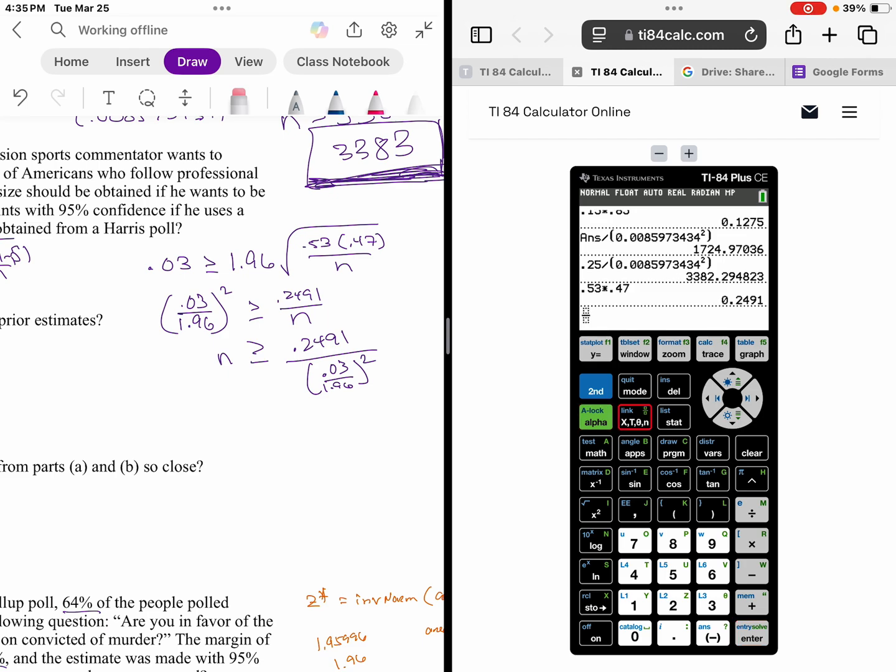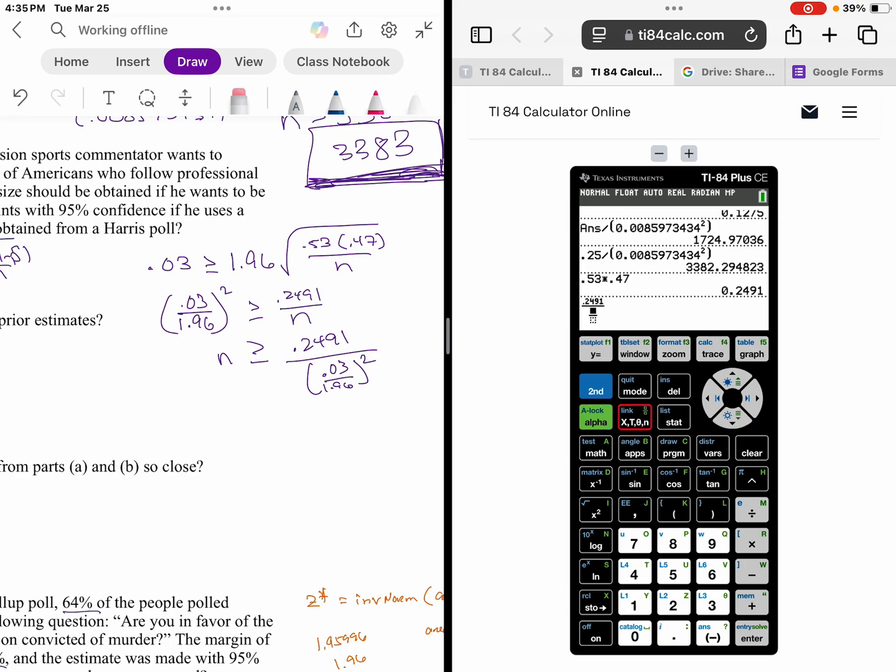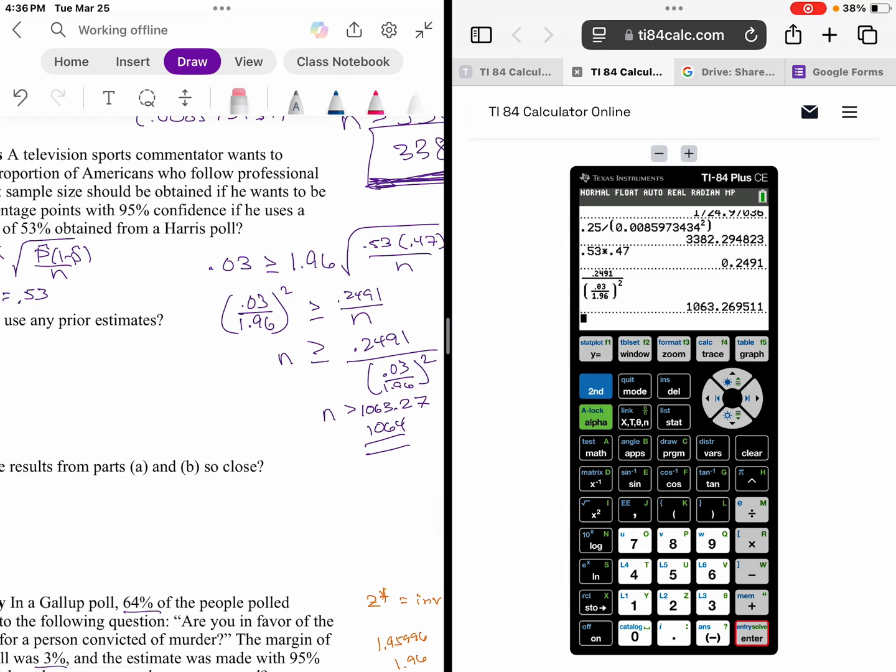So alpha x gives me a fraction, 0.2491 on the bottom. I'm going to get another fraction, and I'm going to eventually square it, so I want to get parentheses around it. 0.03 on the bottom is 1.96. Go off to the side of the fraction and then square it. So that looks about right. And I get that n has got to be greater than 1063.27, so it's got to be bigger than 1064. We always round up to the next whole number.